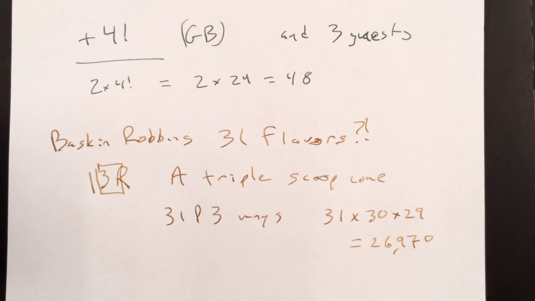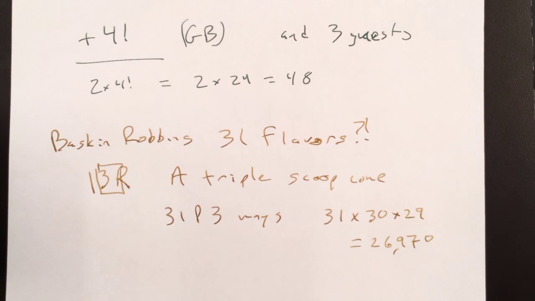But if you are the person scooping my ice cream, and I tell you I want a scoop of vanilla, a scoop of chocolate, and a scoop of cherry, how many ways can you do that? Wait a minute, right? Which one's on the bottom? Which one's in the middle? Which one's on top? Doesn't matter.